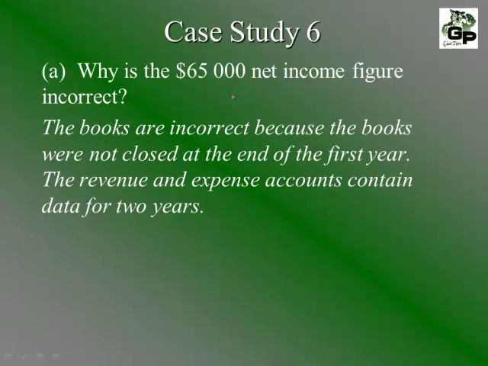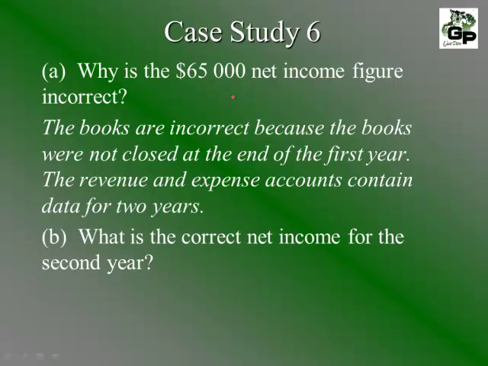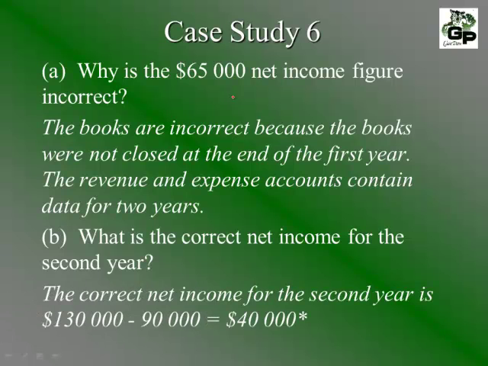The books are incorrect because the books were not closed at the end of the first year. The revenue and expense accounts contain data for 2 years. What's the correct net income for the second year? The correct net income for the second year is $130,000 minus $90,000, which gives us $40,000, not $65,000 as indicated earlier.